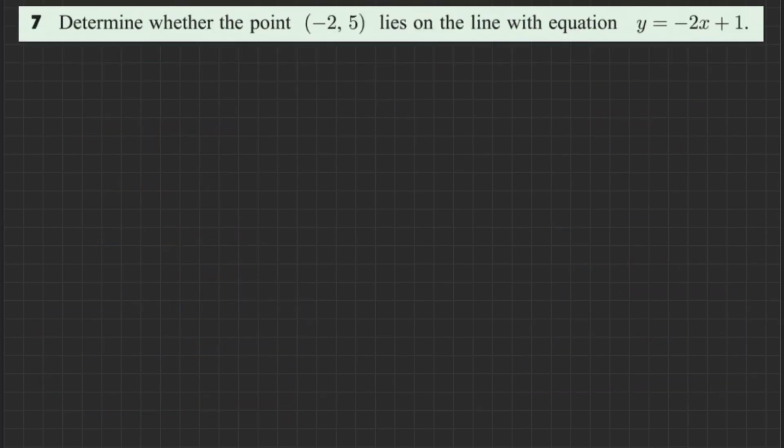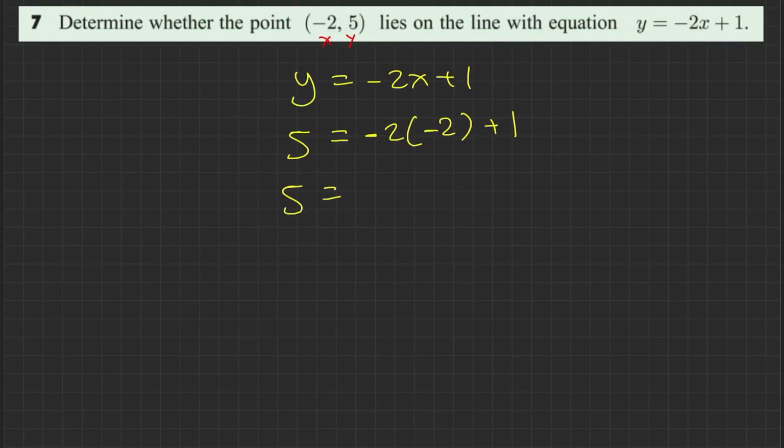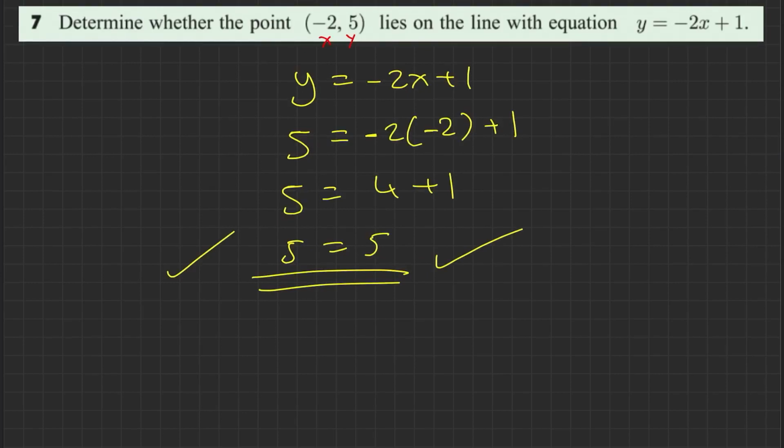Question 7, determine whether the points -2, 5 lie on the line with equation y is equal to -2x plus 1. Okay, so we have the equation y is equal to -2x plus 1, and we have the following points of x and y. We're going to substitute them into the equation to see what we get. So we've got 5 is equal to -2 bracket -2 plus 1. This is 5 is equal to 4 plus 1. 5 is equal to 5. So therefore, the points do lie on the line.